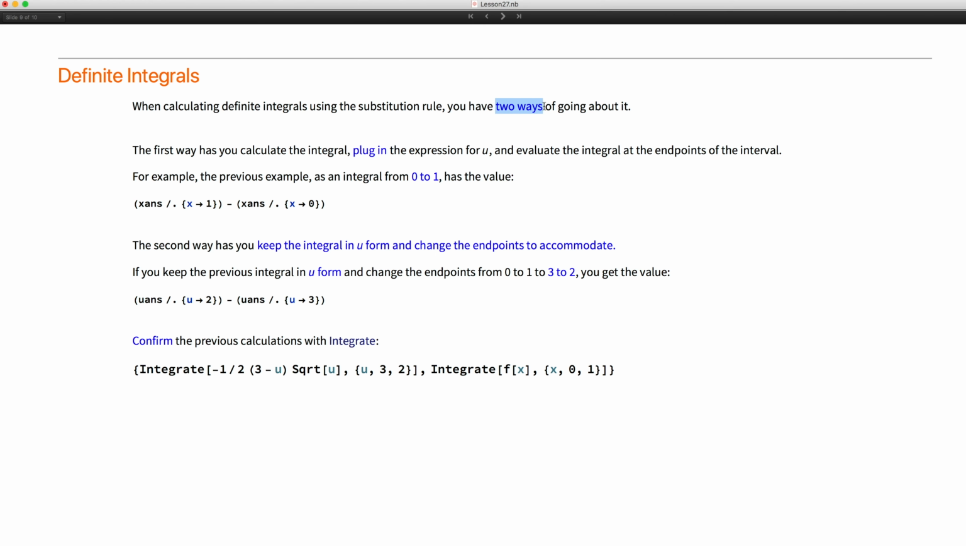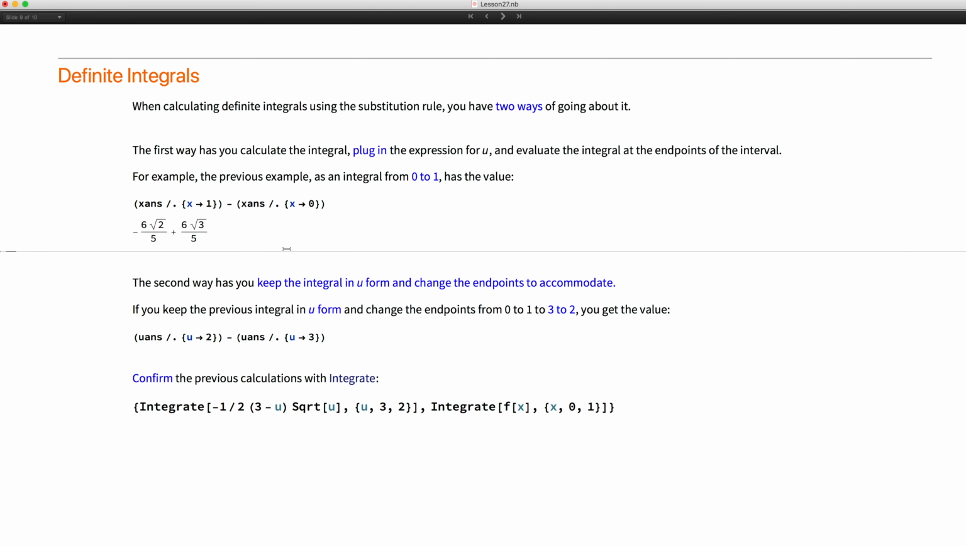and at that point, we have two ways of going about it. So first of all, what you could do is you could work with the expression involving x, the x answer, and plug in the upper and lower limits. So let's say if you want to go from 0 to 1, you plug in the value of the x answer at 1, and then at 0, and you get back the answer over here. But you can also keep the u form.